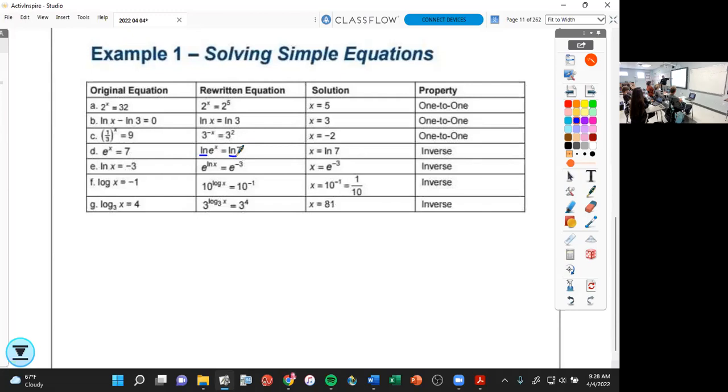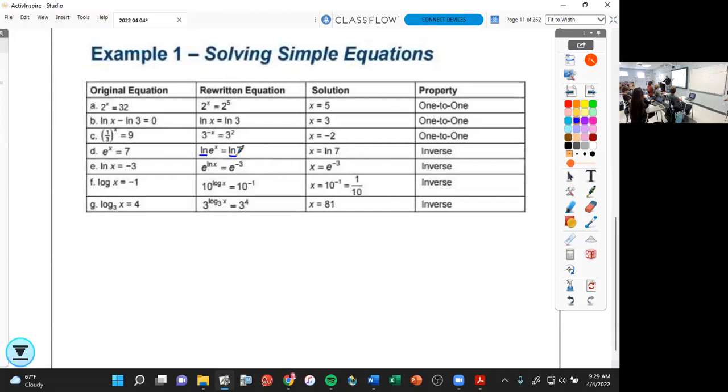Part E, same way, right, the opposite. I have a natural log. How do you undo a natural log? Well, the inverse of log is exponential. So if I can turn both sides into exponents, it's kind of interesting.